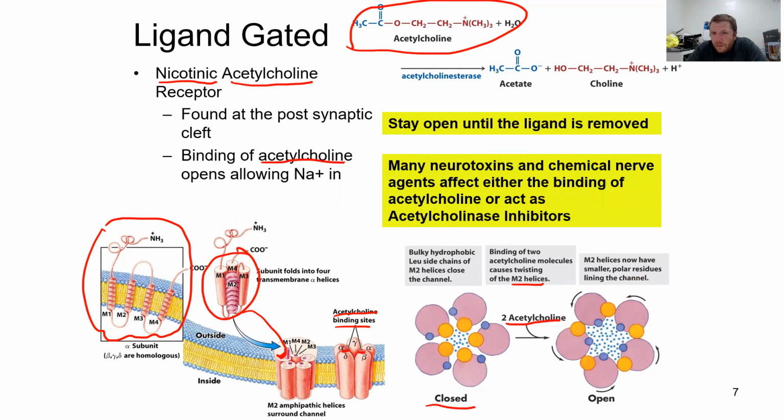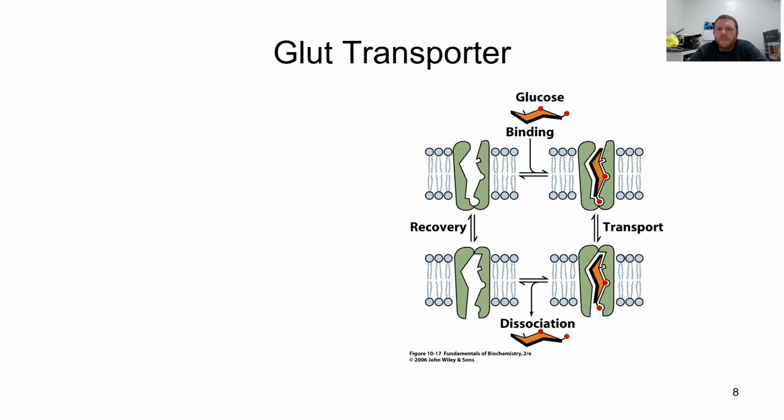Now, there are many neurotoxins and chemical nerve agents that affect either the binding of acetylcholine or act as acetylcholinesterase inhibitors. So what that could mean is that this channel is left open, or basically it's never able to be opened.